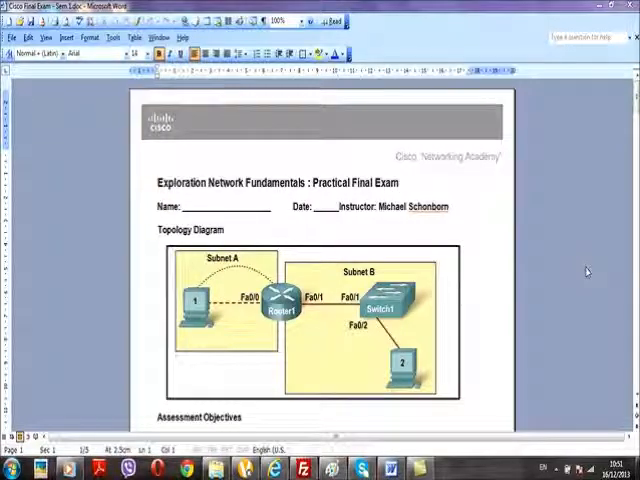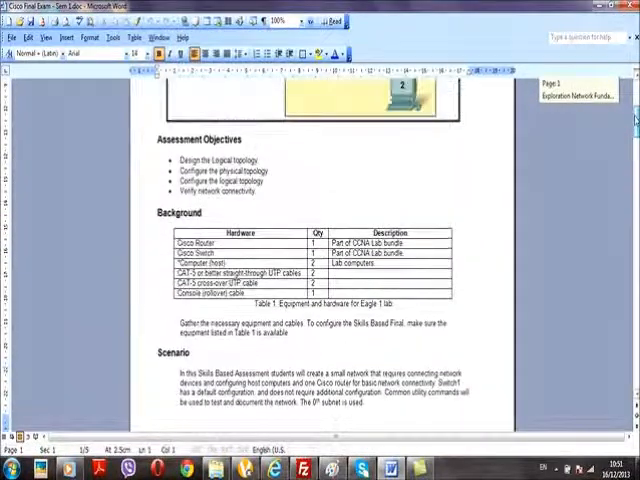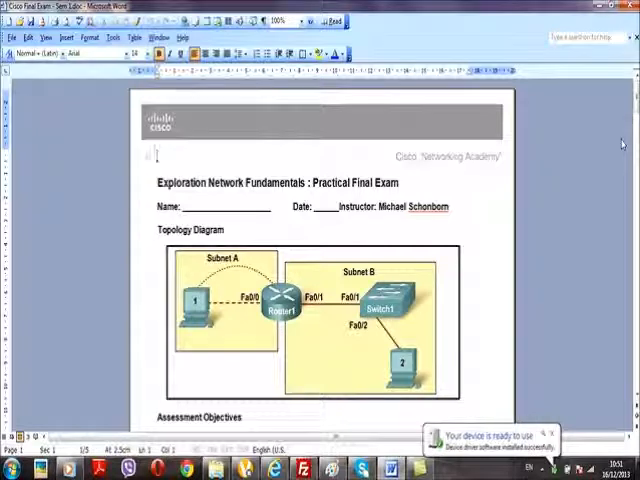Hi there, I'm going to explain how to do the final exam, the practical exam. If you follow these steps, please take some time to go through it, have a cup of tea ready, and possibly follow the steps afterwards. Okay, let's make a start.